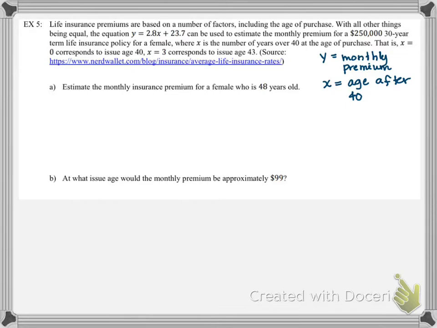So I want to estimate the monthly insurance premium for a female who is 48 years old. In these problems, when you've got a model with 2 unknowns, if they give you one, or if they ask you for one, they have to give you the other, right? So here we're finding Y, which means some piece of information has to give me X, which in this case is the age. This tells me that X is equal to 8, because it's 8 years past 40. So we have Y equals 2.8 times 8 plus 23.7.